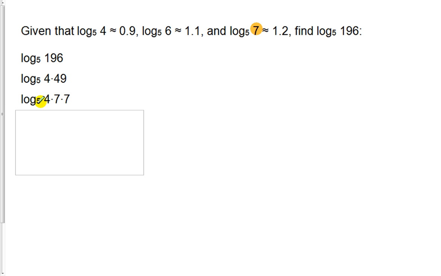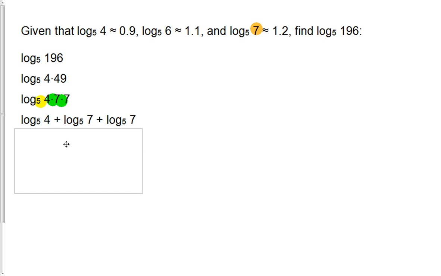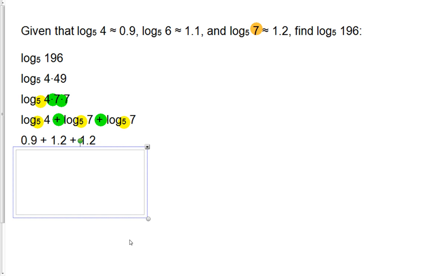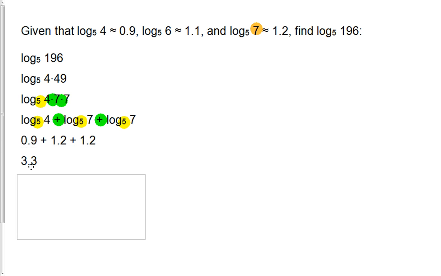So I'll look at my log. I have log base 5. I have multiplication signs between these. So when I break it up, I'm going to have 3 separate logs, all log base 5, and I'm going to have plus signs between them all because I was multiplying the terms inside of one log. Since I'm given the values of log base 5 of 4 being 0.9 and log base 5 of 7 being 1.2, I plug those in down here, and then I just add them up together, and I get an approximate value of 3.3 to my original problem of log base 5 of 196.